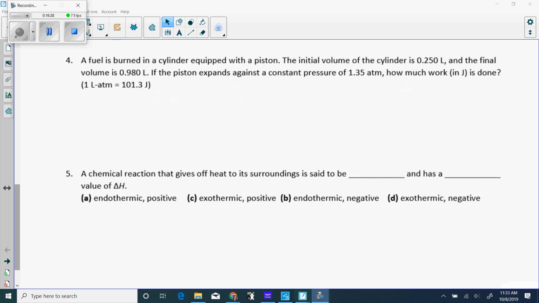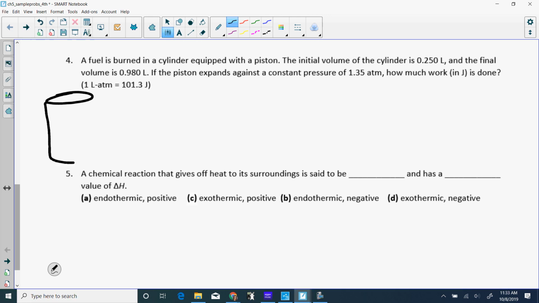Got it. A fuel is burned in a cylinder equipped with a piston. The initial volume of the cylinder is 0.25 liters, and the final volume is 0.98. Reading comprehension, that means that the piston moved up, because now it's up here for it to be 0.98, okay? If the piston expands against a constant pressure, so that's atmospheric pressure, that's the gas molecules pushing down on it, at 1.35 atm, how much work in joules is done?